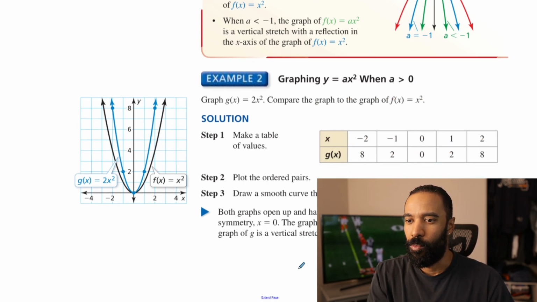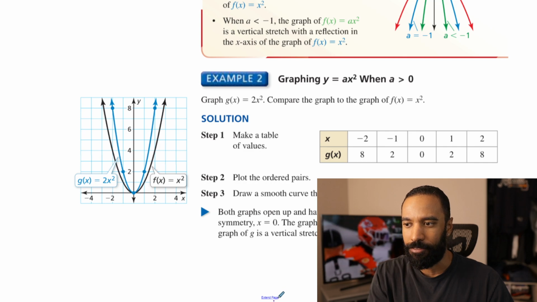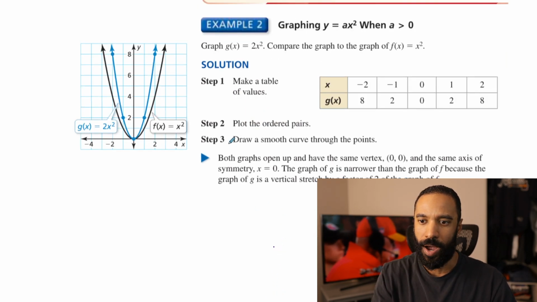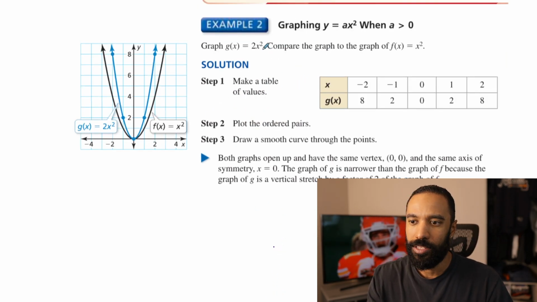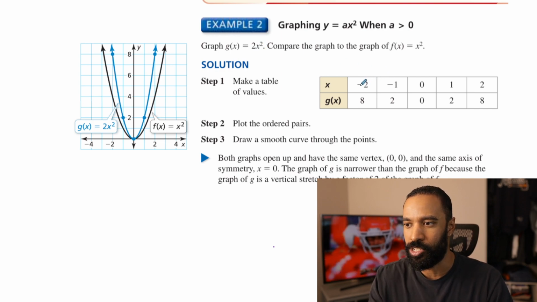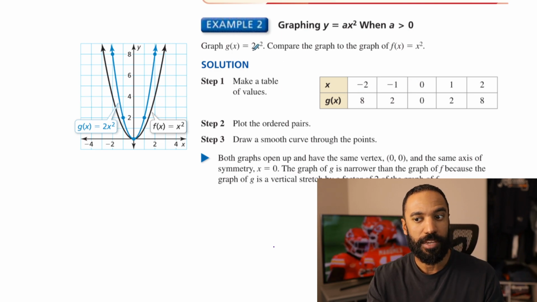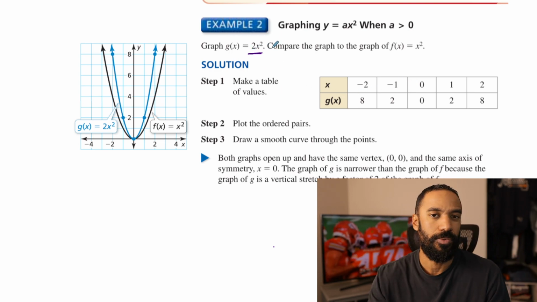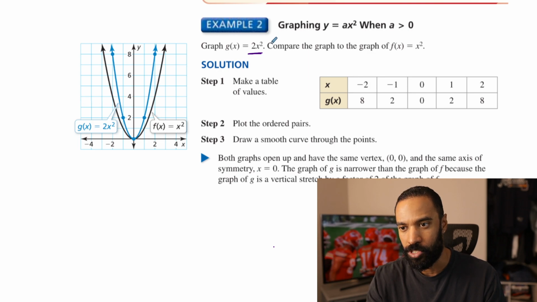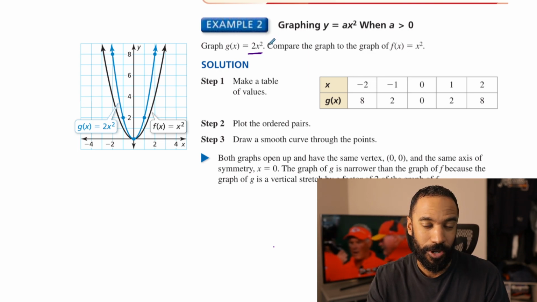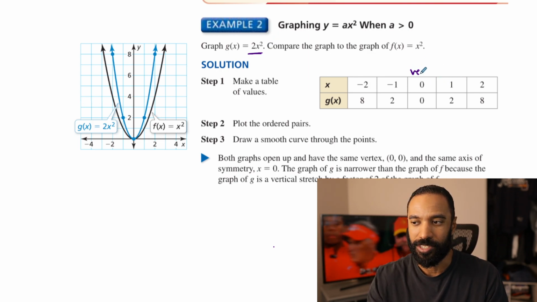Okay, here's an example where they ask you to draw the graph and compare to the original parent function y equals x squared. So if you want to do this, it's all about order of operations. Substitute values in for x, some negative, some positive, and 0. And specifically when it's just ax squared, just do that. Some negative, some positive, and some 0. And 0, I should say, because 0 is your vertex.